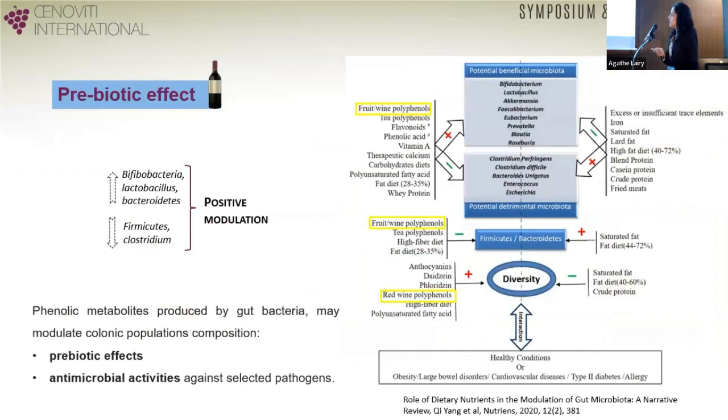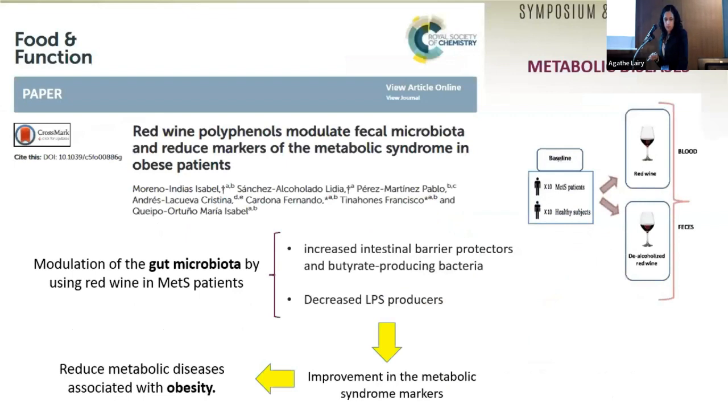In terms of prebiotic effect, phenolic compounds produced by gut bacteria may in fact modulate colonic populations, in terms of prebiotic effect, but also in terms of antimicrobial activities. So as you can see here in this picture, we have a positive effect here for beneficial microbiota and a negative effect here in the harmful ones. And this will obviously have a relation to health. You can have here an example of how modulation of gut microbiota in patients with metabolic syndrome can in fact revert or improve the metabolic syndrome markers and contribute to improve obesity or diseases related to obesity.